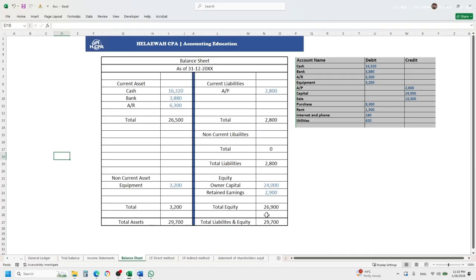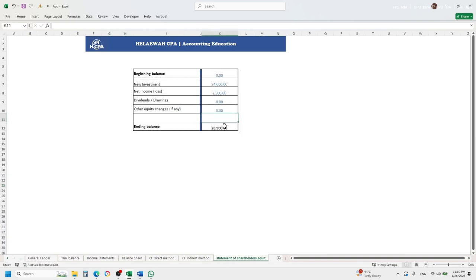As you see in the balance sheet, if we add owner capital to retained earnings, it is 26,900. This amount will be the same as the beginning of the next year. So we're going to move again and start the accounting cycle from the beginning. With this, we finish the accounting cycle.